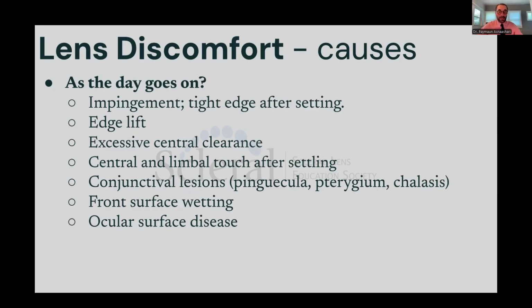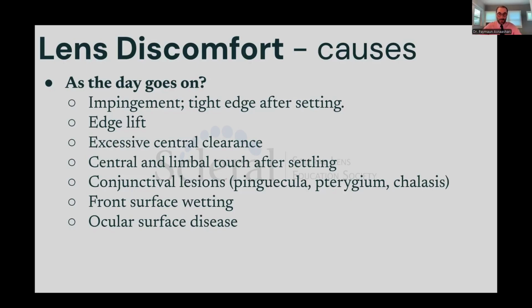If you get lens discomfort as the day goes on, here could be some causes for that. Number one could be impingement. It could be a tight edge after settling. We need these lenses to settle, and so that impingement can start to show up the longer they've been wearing the lens. It could be due to edge lift. As we know, the edge component can change as the lens settles more. It could be due to excessive lens clearance. We know that transmissibility of oxygen could be different when you have excessive lens thickness or excessive saline under the lens, so this could cause some discomfort as the lens is worn for a longer time.